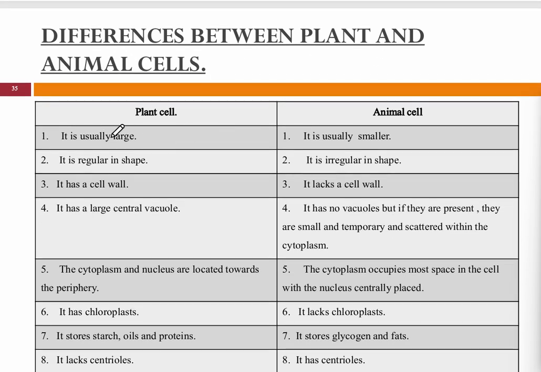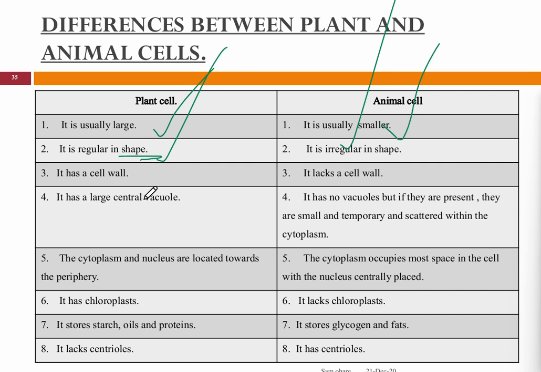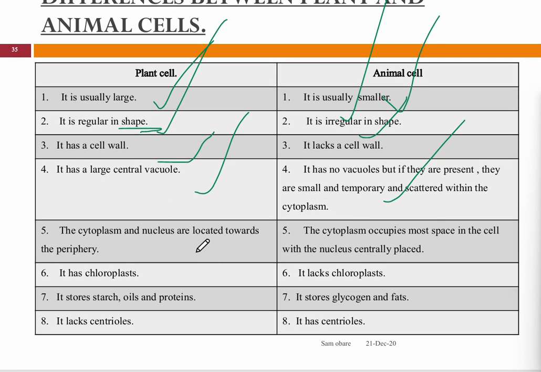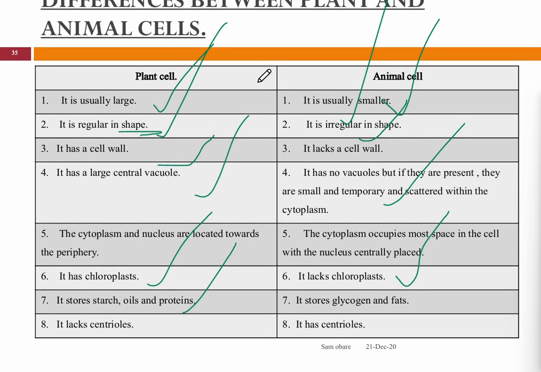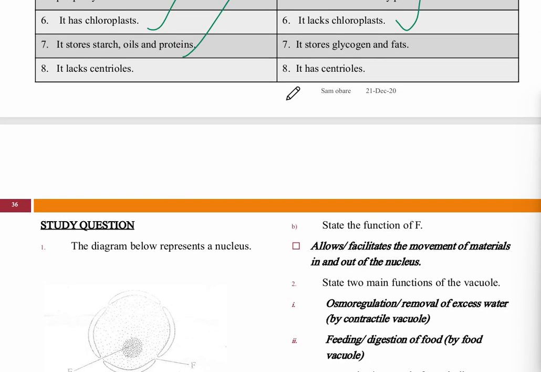Difference between animal cell and plant cell. The plant cell is usually large, while the animal cell is smaller. The plant cell has a regular shape, while the animal cell has an irregular shape. Why does the plant cell have a regular shape? Because it contains a cell wall, while the animal cell lacks one. The plant cell has a large central vacuole; the animal cell does not. In the animal cell, the cytoplasm and nucleus are located towards the edge. The plant cell has chloroplast; the animal cell does not. The plant cell stores starch. So just know these four differences, and that's enough for you.